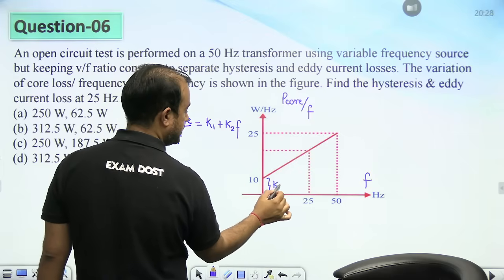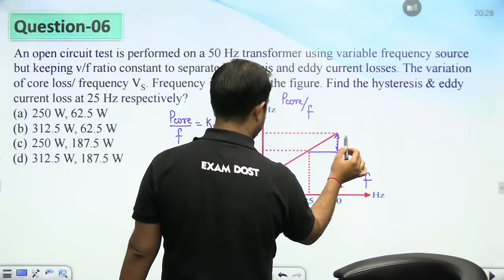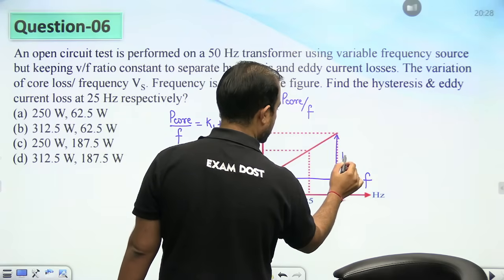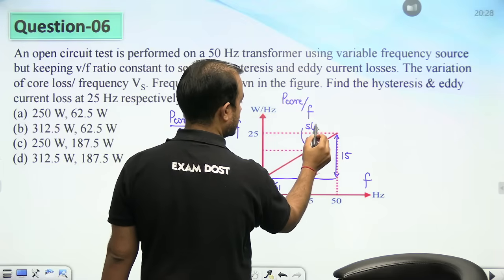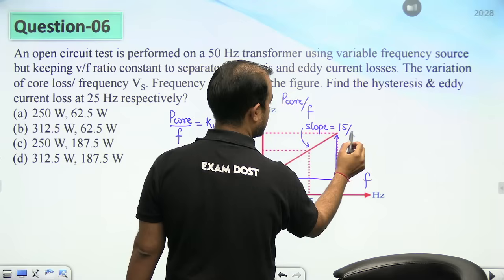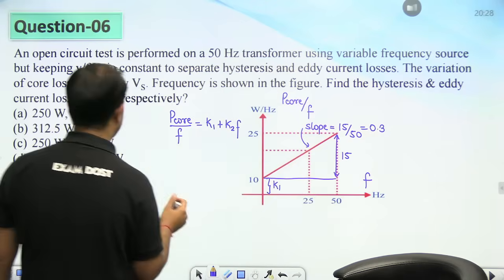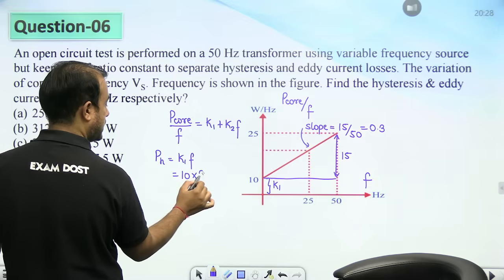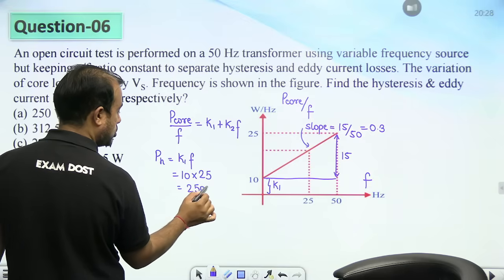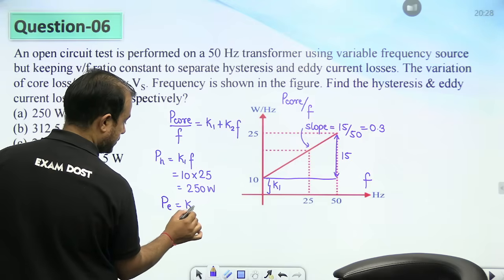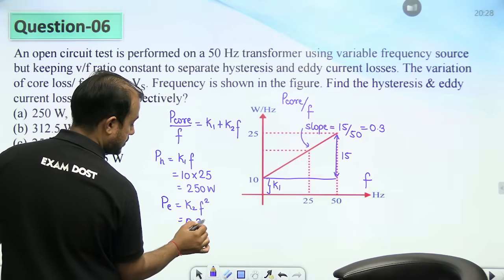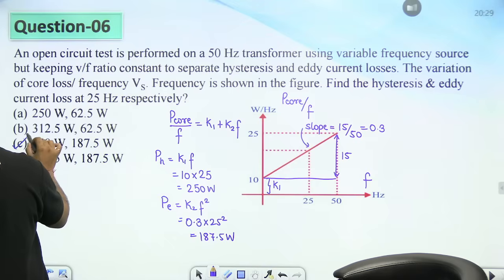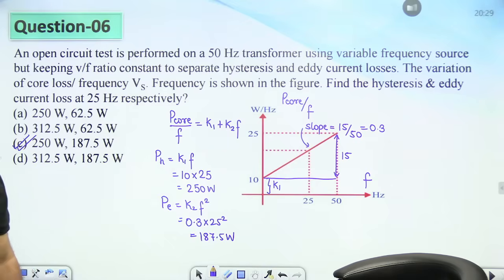So this intercept is K1. What is the slope? .3. Now hysteresis loss is K1F. 10 into 25 because it is asking at 25 hertz, 250 watt. C. Answer is C. Very good. Chalo, next one.